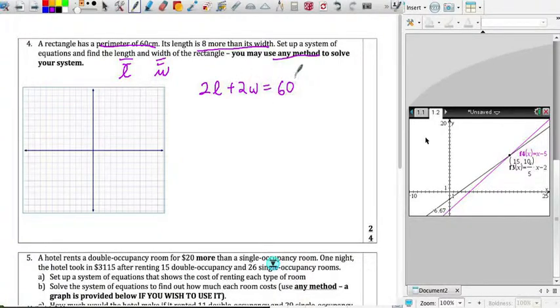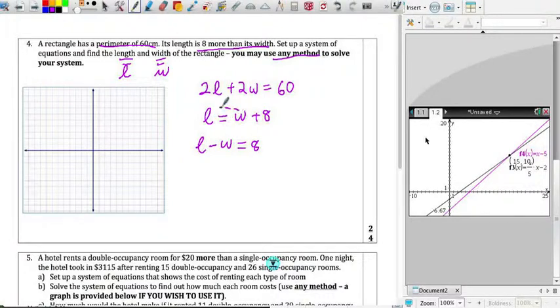This is where our first equation comes from. The second equation comes from this relationship that the length is 8 more than its width. And so the length is 8 more than the width, so it's the value of the width plus 8. Okay, and so what we have in this case is the ability to solve this either by graphing or by the elimination method. So what I'm going to do is a little bit of rearranging first of all, and I'm going to write this as length minus width equals 8.